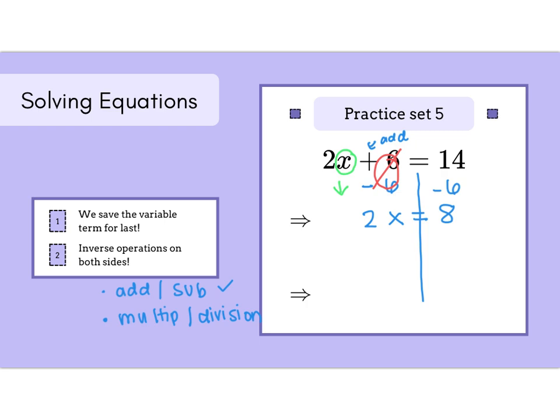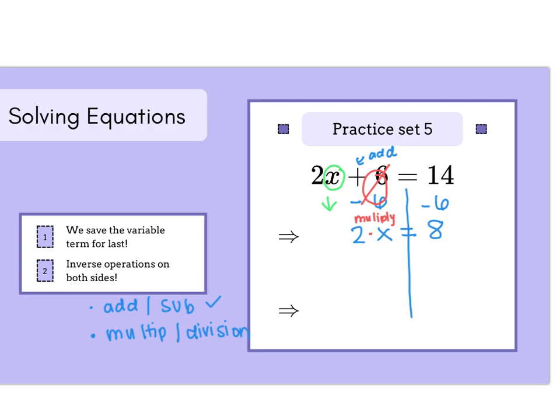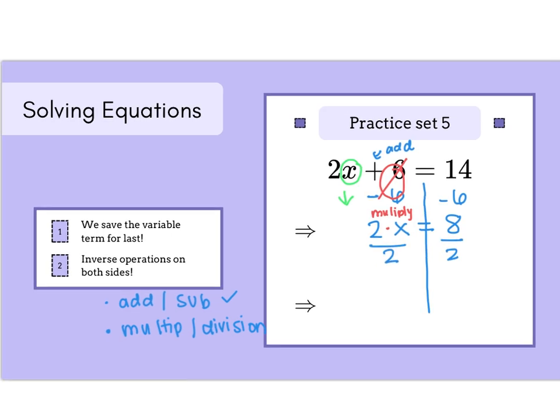So I got rid of my addition and subtraction. Now I need to look at my multiplication and division. In between the 2 and the x, those are being multiplied. So to get rid of multiplication, I'm going to divide. So I'm going to divide off a 2. So I have 2 divided by 2 is just a 1x. 8 divided by 2 is 4. And that leaves me with x equals 4.